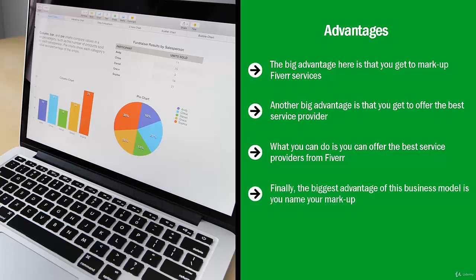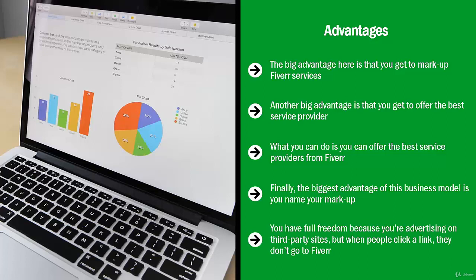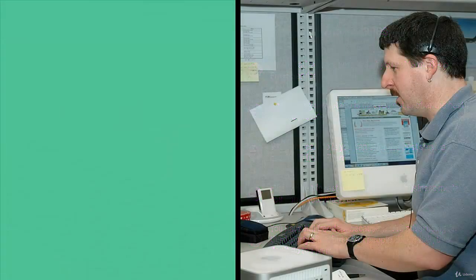Finally, the biggest advantage of this business model is you name your markup. If you think you can get away with 100% markup, go for it. If you think that 500% profit is possible, take advantage of it. You have full freedom because you're advertising on third-party sites. When people click a link, they don't go to Fiverr. They go to your site. This is where you advertise services that you turn around and buy from the best-of-breed service providers on Fiverr.